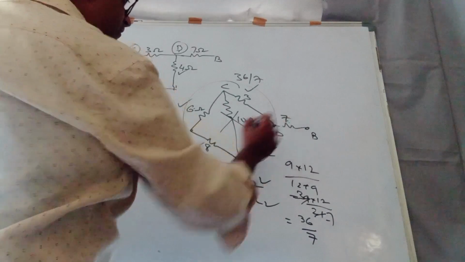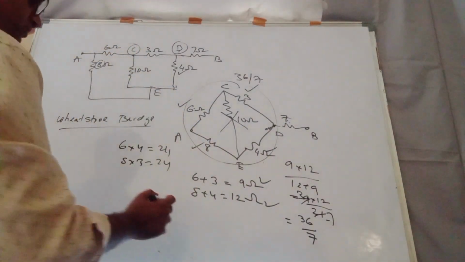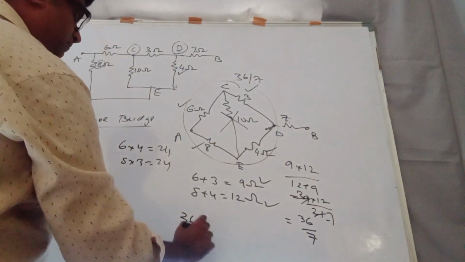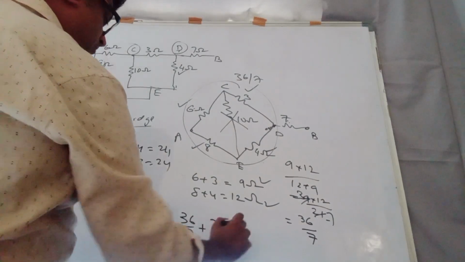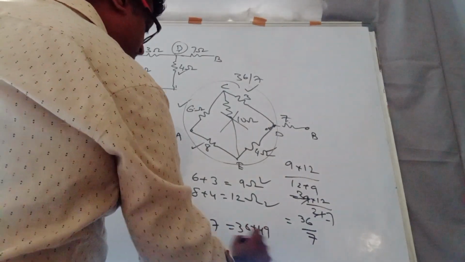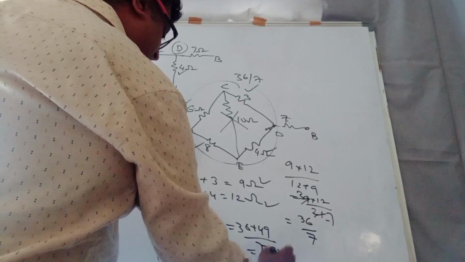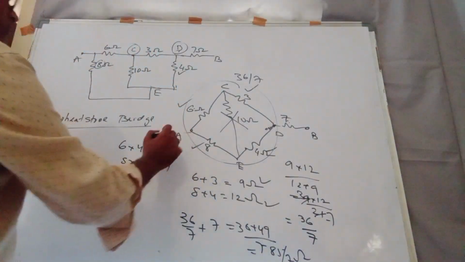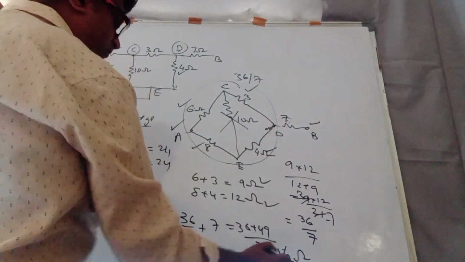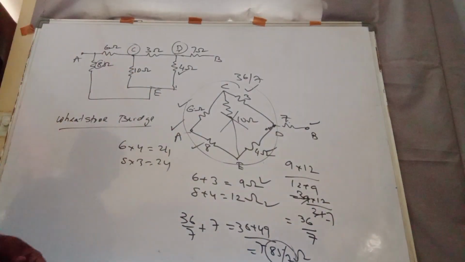For that you need to add another 7 because that is in series. So 36 by 7 plus 7, so it is 36 plus 49 by 7, which is 85 by 7 ohms. So from A to B the effective resistance is 85 by 7.